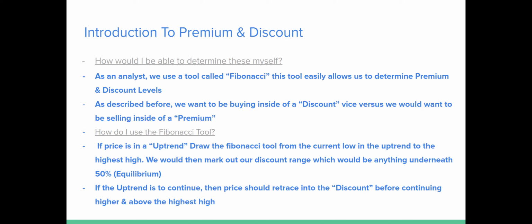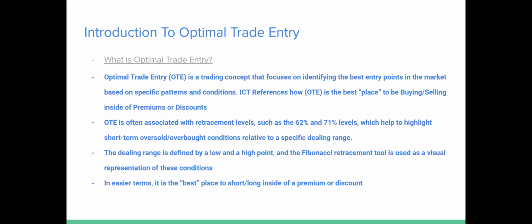How do I utilize the Fibonacci tool? If price is in an uptrend, you draw the Fibonacci tool from the current low in an uptrend to the highest high. We would then mark out our discount range, which would be anything beneath 50%, which is equilibrium. If the uptrend is to continue, then price should retrace into the discount before continuing higher and above the highest high. On the next slide, I will have an example of this, or at least it should be the next one.